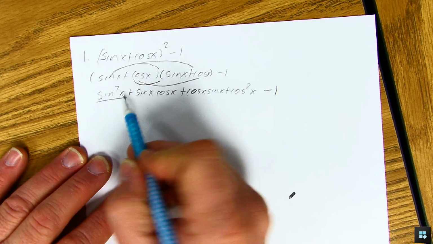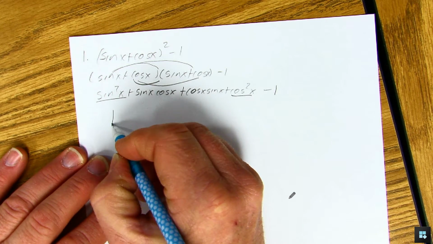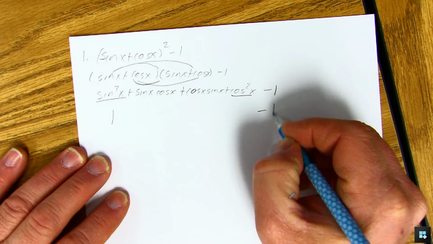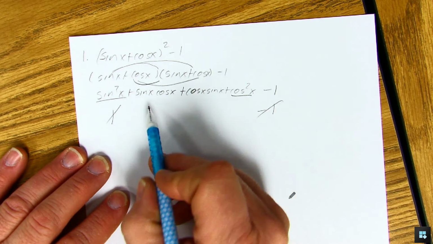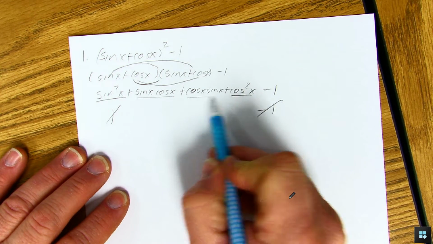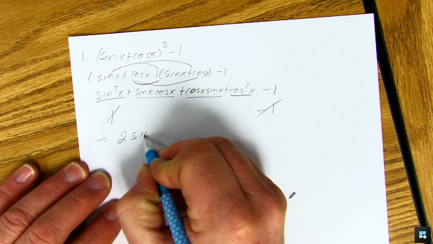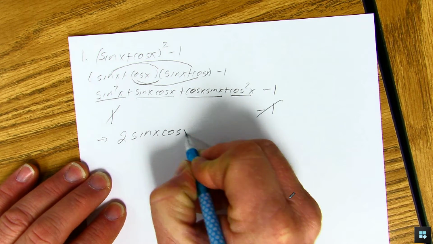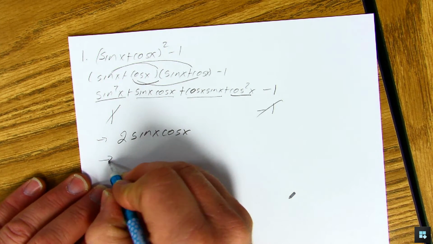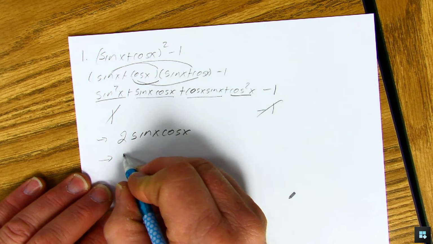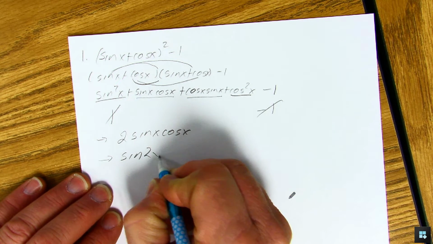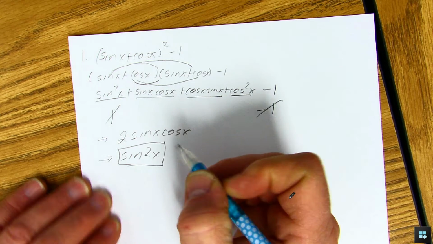So sine squared plus cosine squared, that's 1, and a minus 1 are going to cancel. And then we have sine x cosine x and a cosine x sine x, which really just makes 2 sine x cosine x, which really is the same thing as sine 2x. And there you are, done.